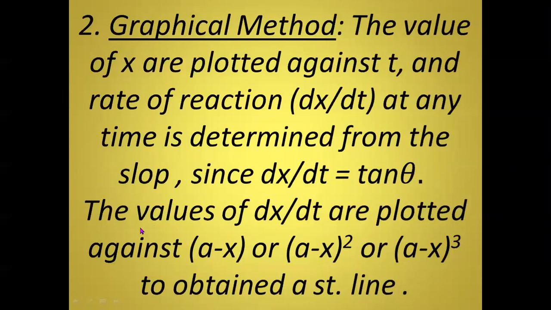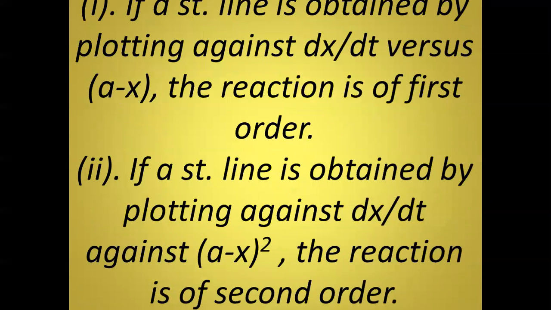Now, the values of dx by dt are plotted against a minus x, or a minus x square, or a minus x cube, so that we get a straight line. So the plot of the change in concentration with time against the concentration, that is a minus x whole square, like that, will again give a graph like a straight line. Again, the slope we can calculate because it is a straight line.